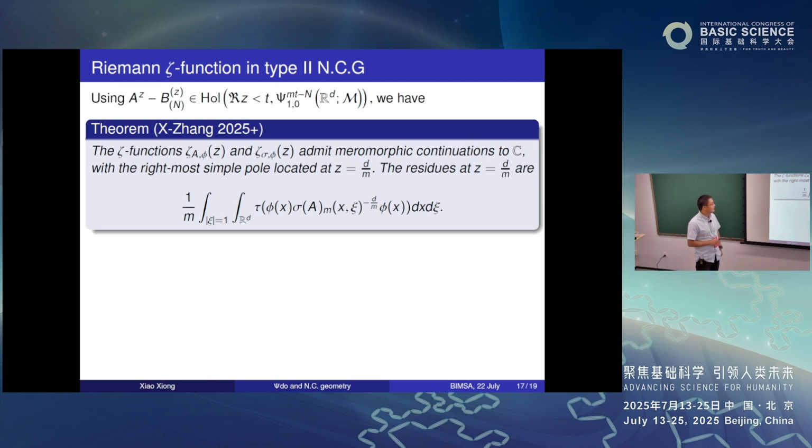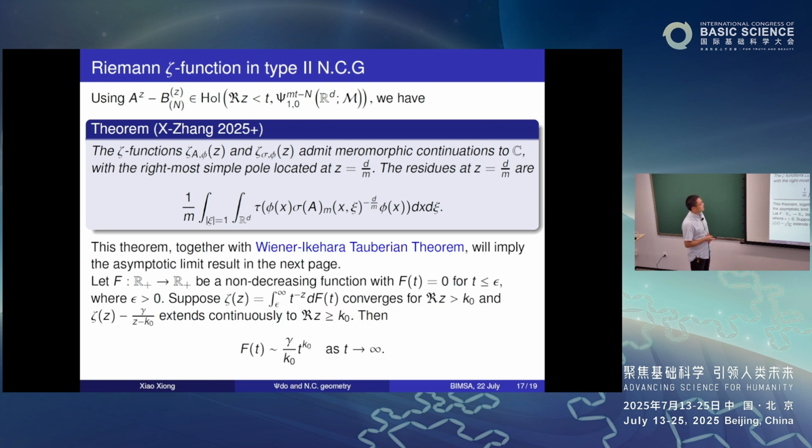Okay, so this is the result about the zeta function. These two zeta functions admit a meromorphic continuation to the whole complex plane. And the rightmost simple pole is located at the point d over m. And we can calculate the residue in this way. The residue is calculated this way.